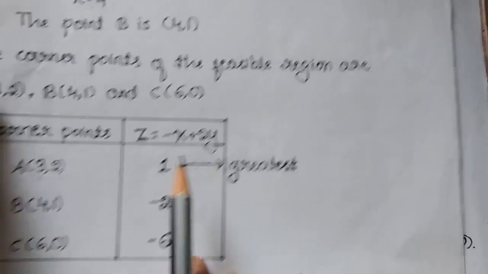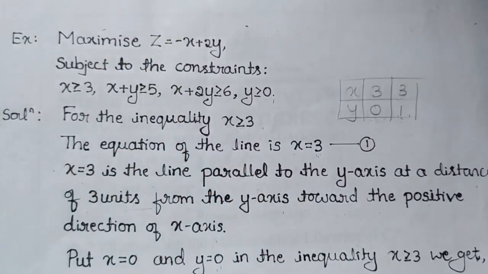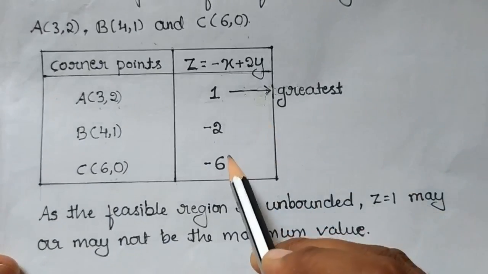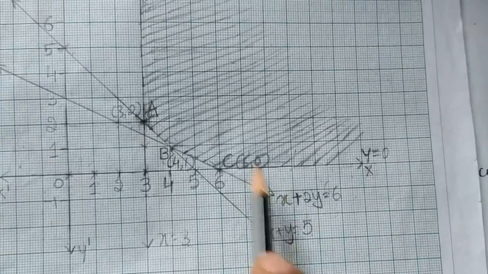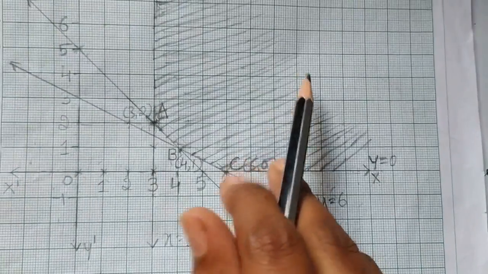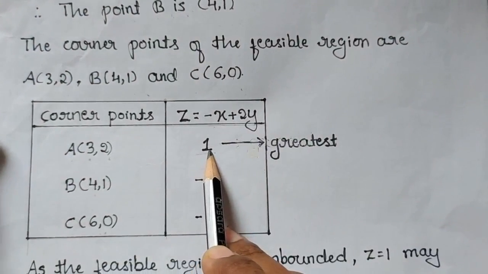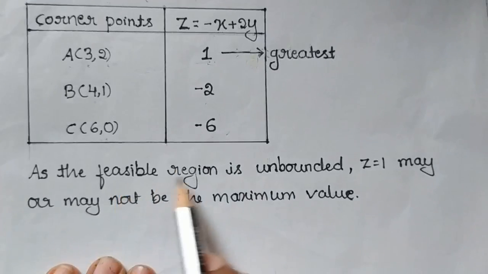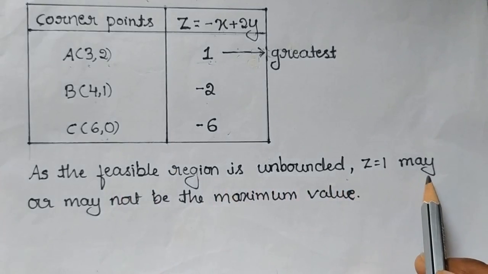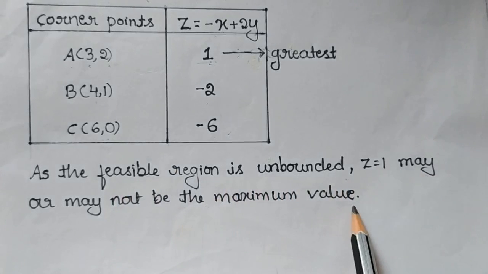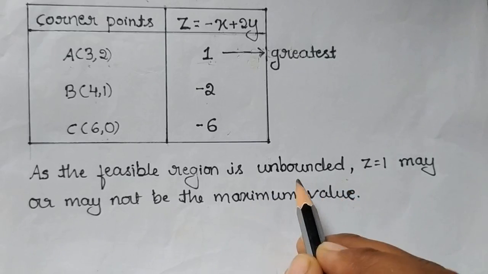Now the question is to find the maximum value of z. Here, the greatest value is 1. But the feasible region is unbounded. So, this 1 may or may not be the maximum value. So, we write as the feasible region is unbounded, z is equal to 1 may or may not be the maximum value. And remember that in this case, we have to solve one more inequality.